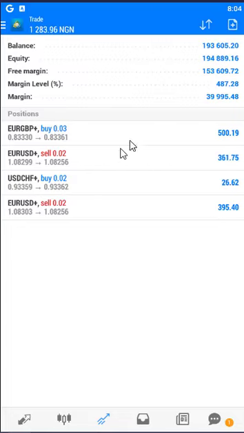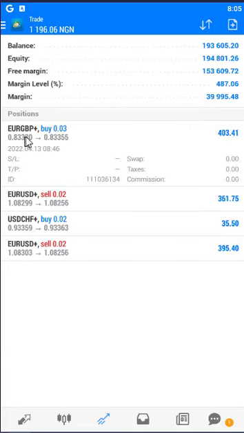Now let's do this on EURGBP. But before that, please, you have to know that over here, this first price you see is called the entry price, and this other price is the market price. So this is where we entered the trade, and this is where the price has reached.